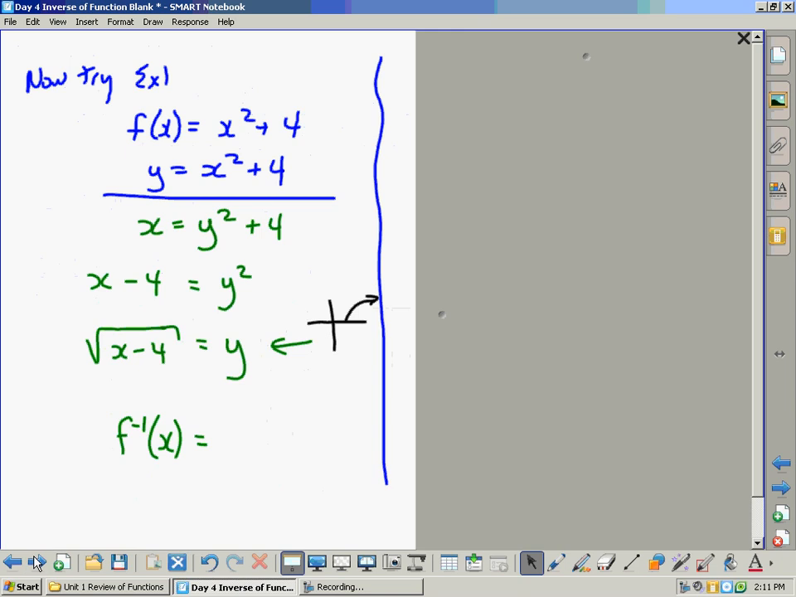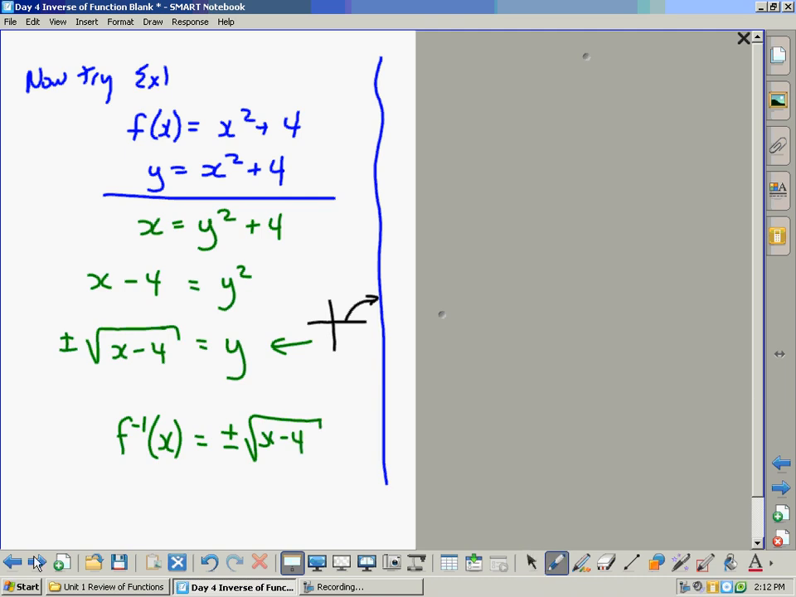Well, the one thing we have to remember that we often forget and usually ignore, when you take the square root of a number, there is a positive answer and a minus answer. So when we take the square root here, we have to have plus and minus. So the answer is plus minus the square root of x minus 4.